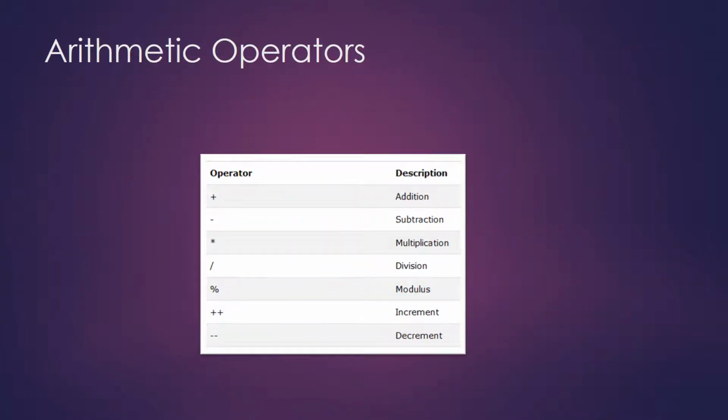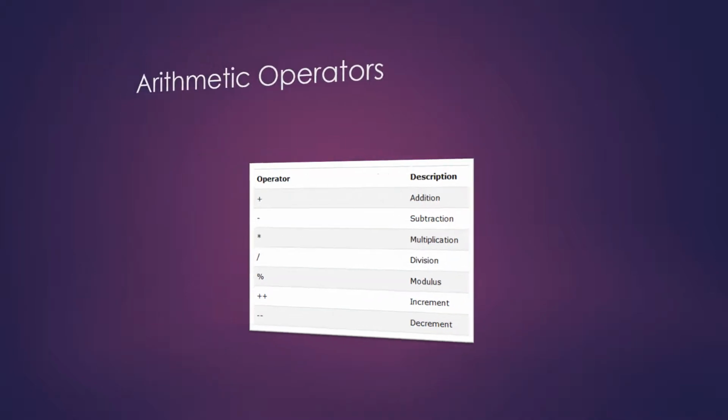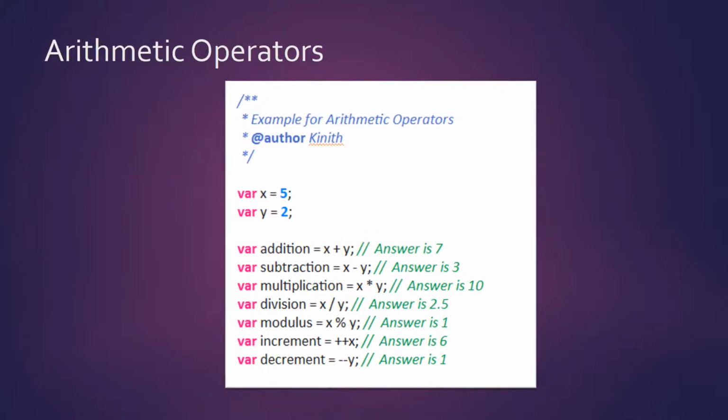Arithmetic operators are used to perform calculations. In this example, I have defined 2 variables, x and y, with values 5 and 2 respectively. Carefully look at each calculation and their answers. Pause the video if you need more time.